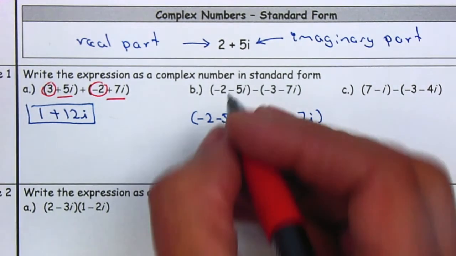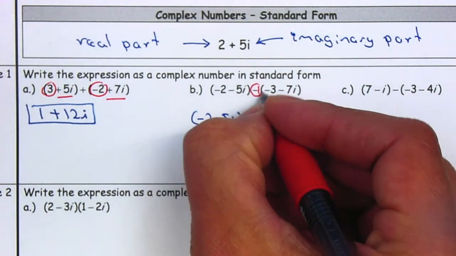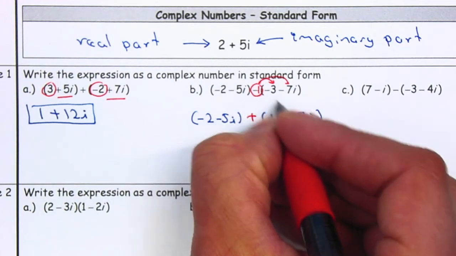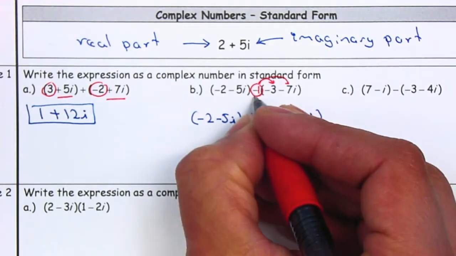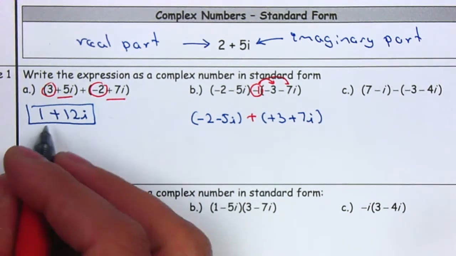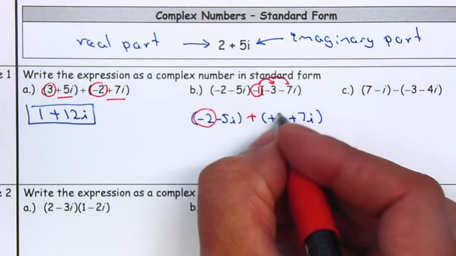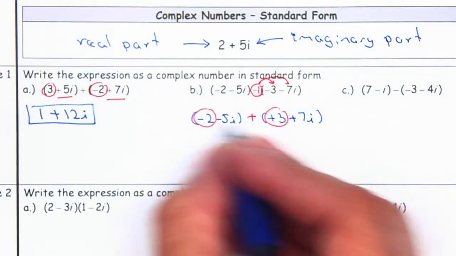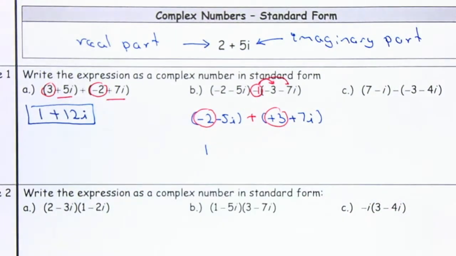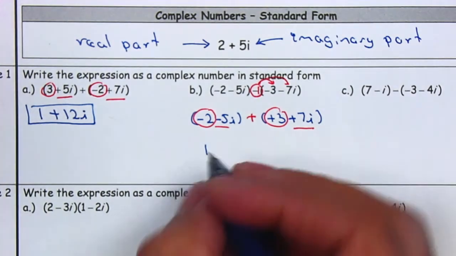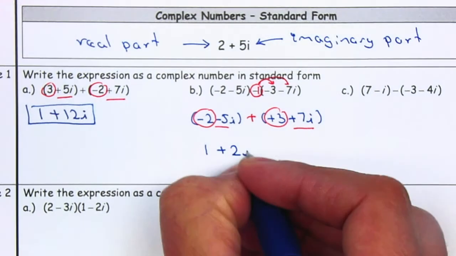If you want to think of it a different way, you can think of this as a negative 1, and then we are distributing the negative 1 to each one. So negative 1 times 3 is negative 3, and negative 1 times negative 7 is positive 7. And from here, we do the same thing that we did on the previous problem. We combine our real numbers, which will be 1, and we combine the imaginary terms, which will give you positive 2i.